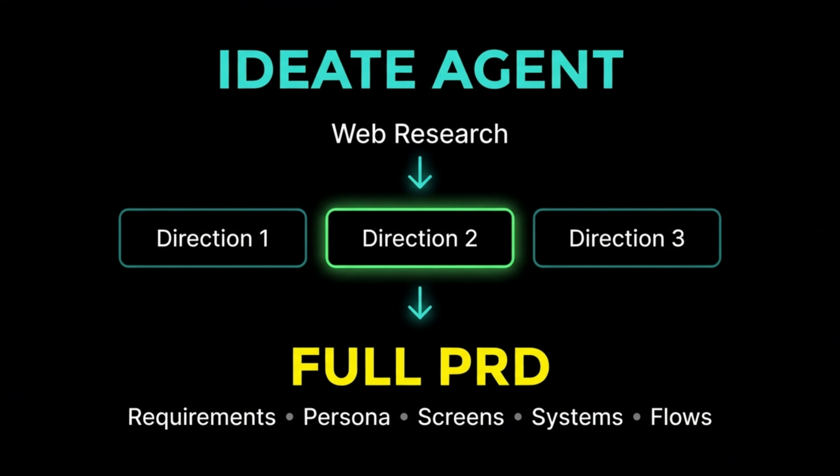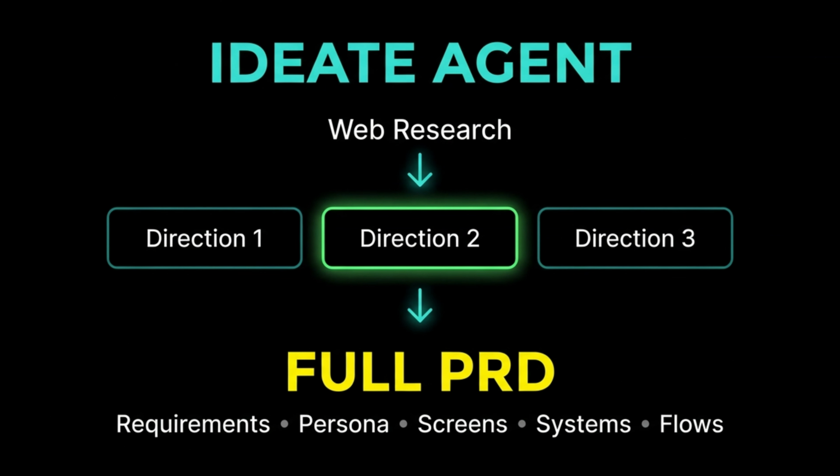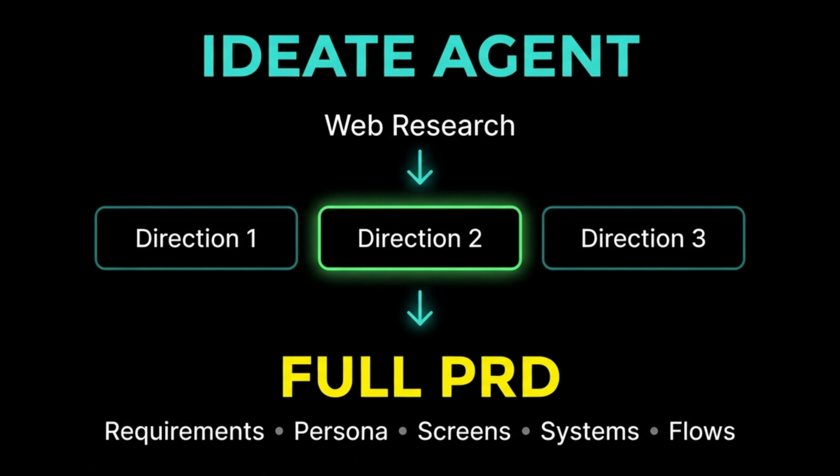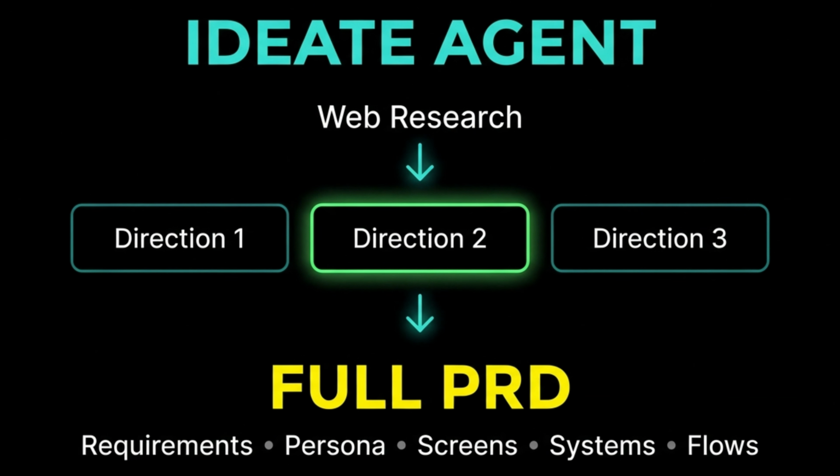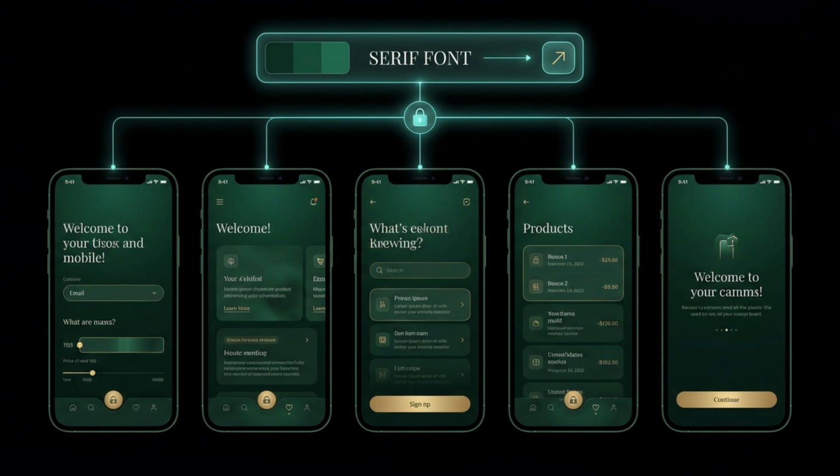So let me just quickly recap what we did. We started with the Ideate Agent. We gave it a brand concept. It went to the web, did the research, came back with three different directions. We picked one. It created a full PRD, product requirements, persona, screens, design systems, everything. Then it generated five screens, all consistent, all on brand.